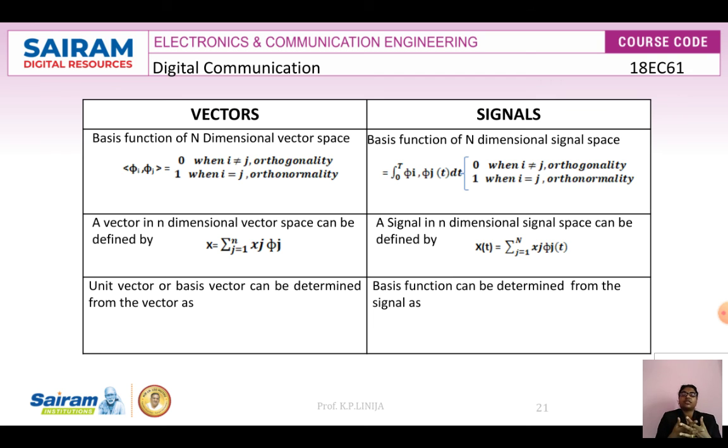And the last one: suppose we are considering a unit vector or a basis vector, how can we determine it from the vector space? For that we can use phi is equal to v divided by the double modulus of v. But if we want to determine the basis function from the signal, we can use the formula phi of t is equal to x of t divided by root E, where x of t is the signal and E is the energy of the signal. So these are all the correlations between the vectors and the signals when we represent them in the signal space as well as in the vector space.